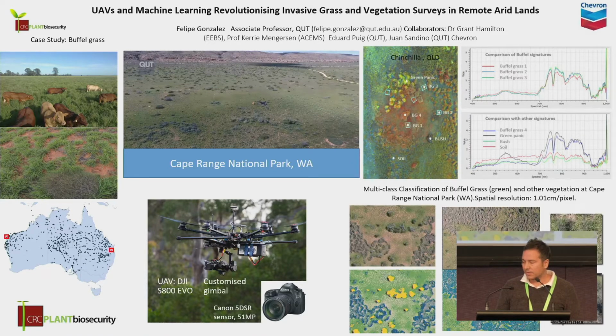Now, the environment in Western Australia was much more different. So just with a high-resolution camera, we were able to pick up the difference between buffalo grass and other type of vegetation. So here is a high-resolution zoom-in of images that we were taking, and this shows the classification algorithms that we use to then map the different vegetation.